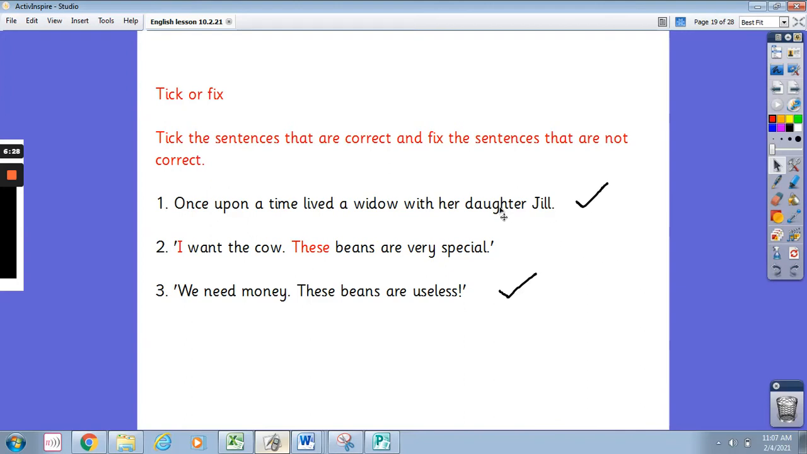Fantastic. The first one is correct, and the last one is correct because the capital letters are correct in the sentence. There's a capital letter at the start of the sentence, there's a capital letter for the name Jill, and in the last sentence there's a capital letter at the start for we, and there's a capital letter after the full stop. So well done, those sentences are correct. And it's the second sentence that was not correct. I needs to be a capital letter, and there should have been a capital letter for the word these because it's the first word after a full stop.